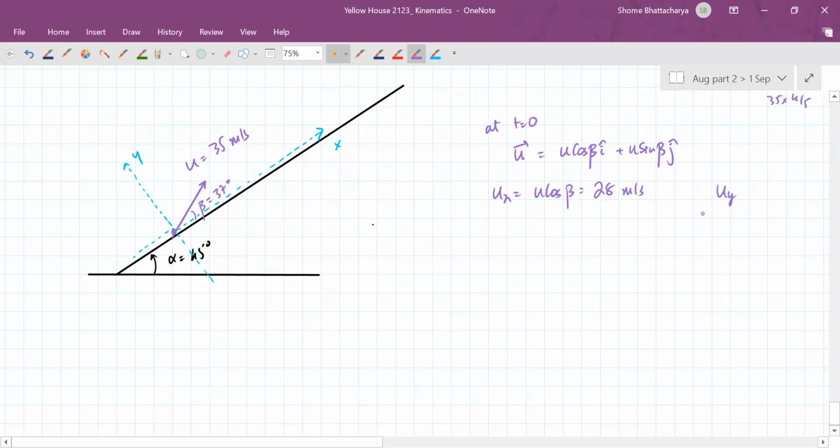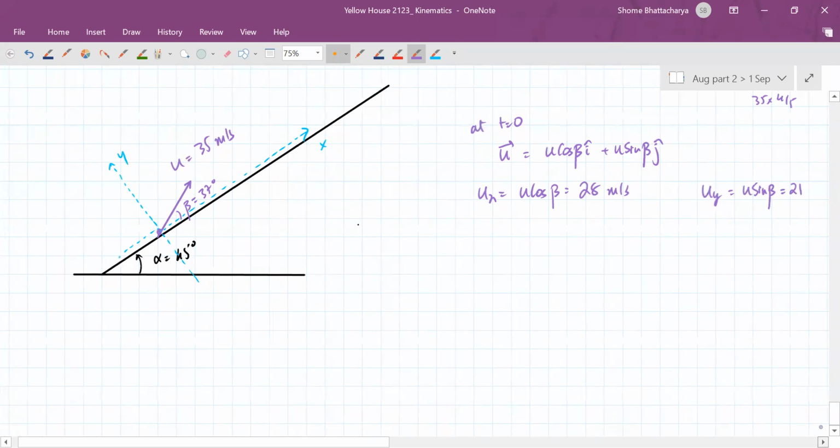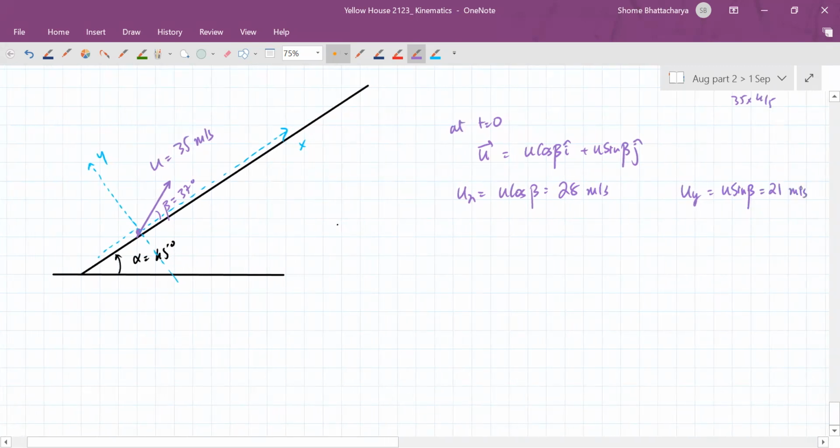And the y component will be u sin beta. So 35 into 3 by 5. That will become 21 meters per second. This is going to be easier to handle. Okay. Now, as the particle is moving, what about the acceleration due to gravity?